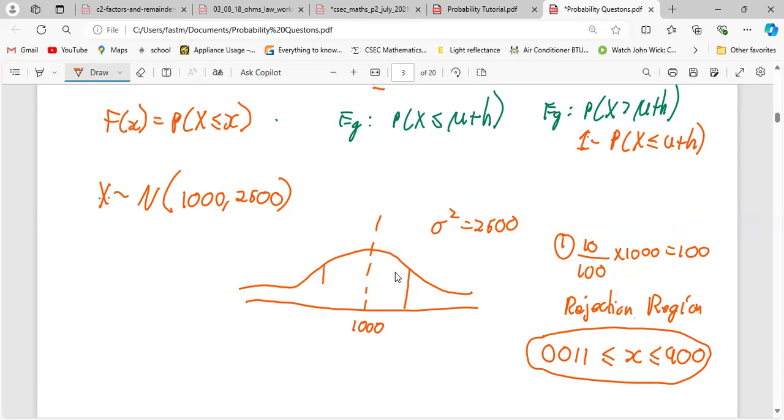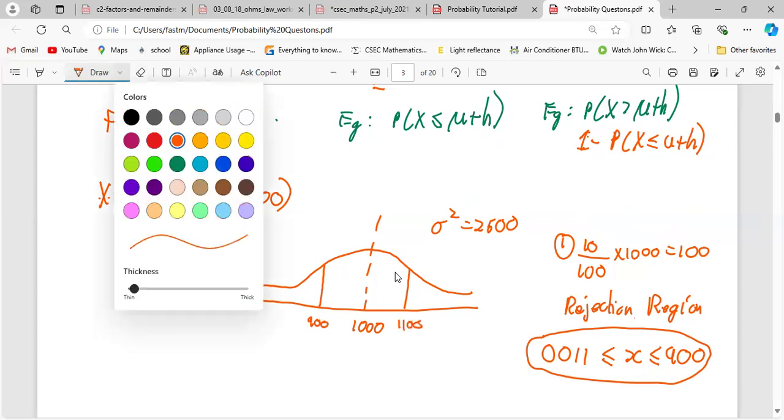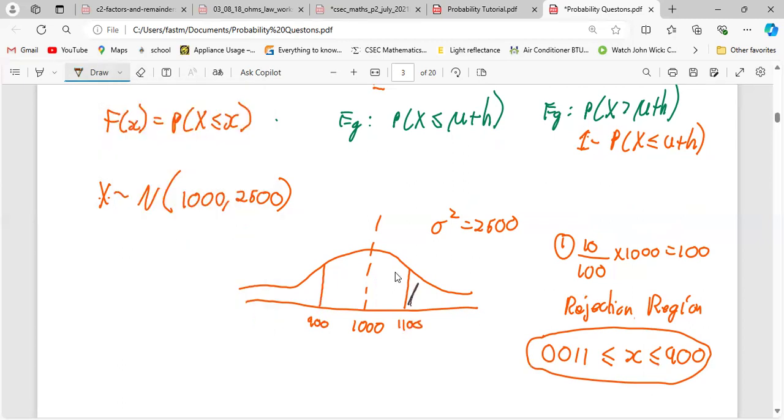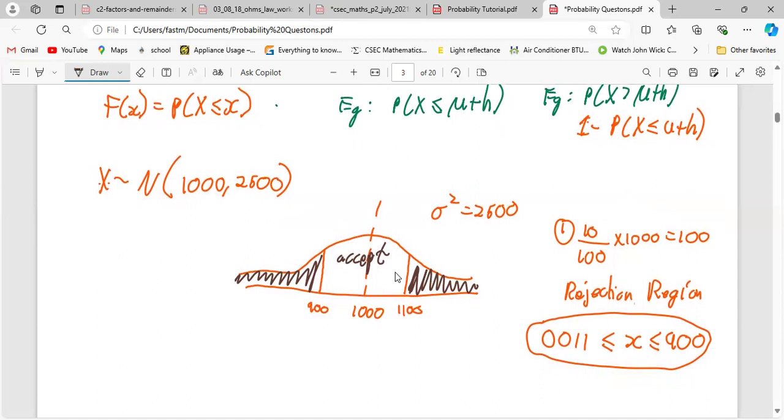On the bell shape, it will look something like this. On this side you'll have 900, and on this side you'll have this. So the rejection region, if you were to shade it, will be anything here or anything here, right? And this here is the accept region. So you accept anything in between this range and reject anything in the two ranges on the outside. So we need to get the probability of these two pieces here.